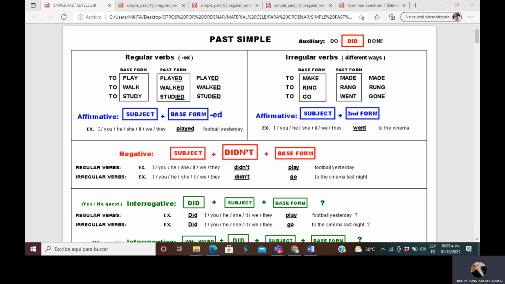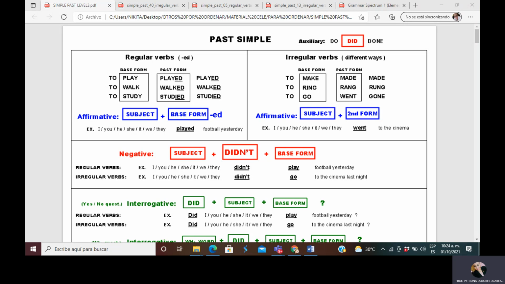Well, this structure basically corresponds to the regular verbs, but we have to differentiate that when I'm talking about a regular verb, usually they have an ed. But irregular verbs, we memorize them because they have no structure to follow. They are really different. As the name says, they are irregular, so they don't follow rules. Well, in the affirmative, I use the subject plus the second form.